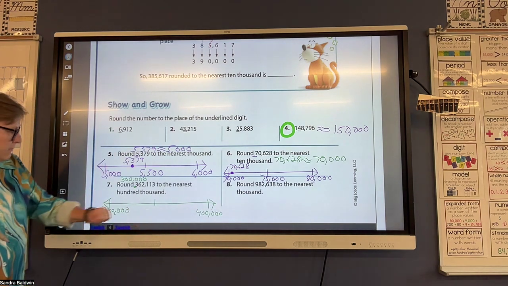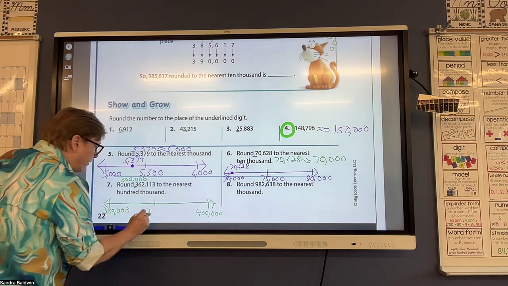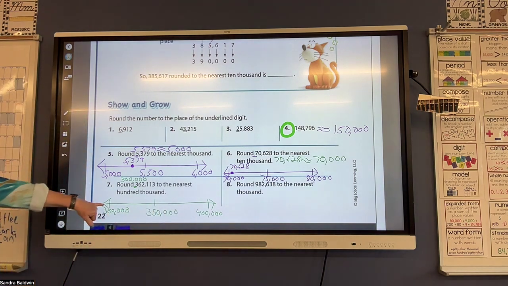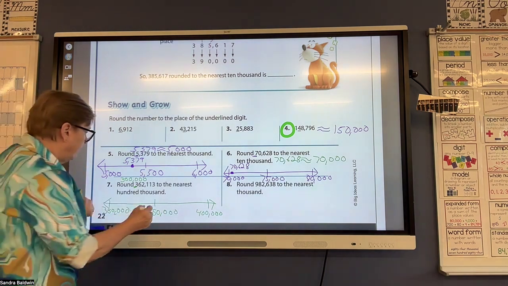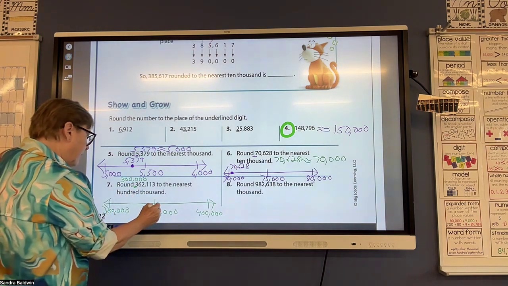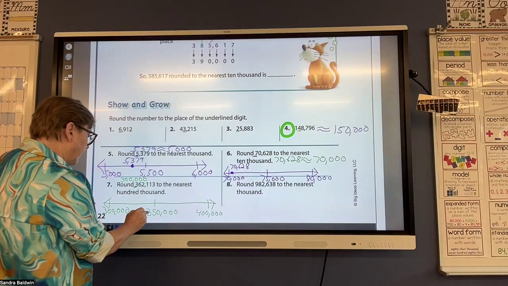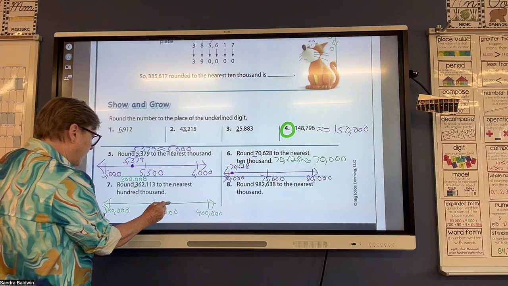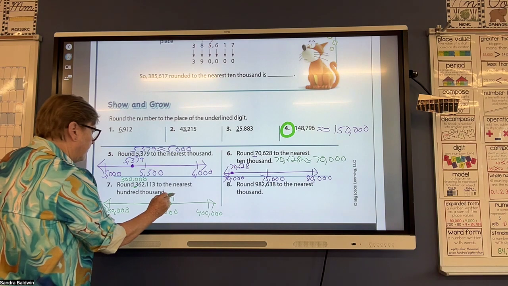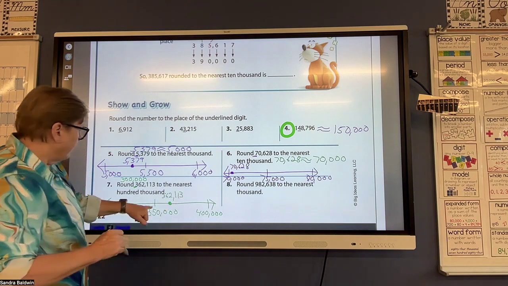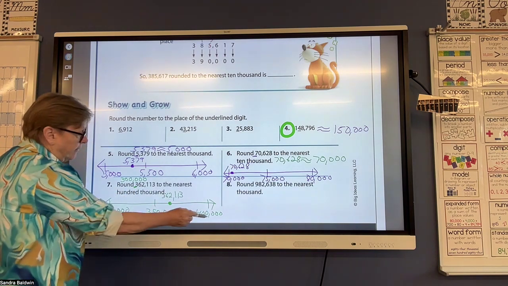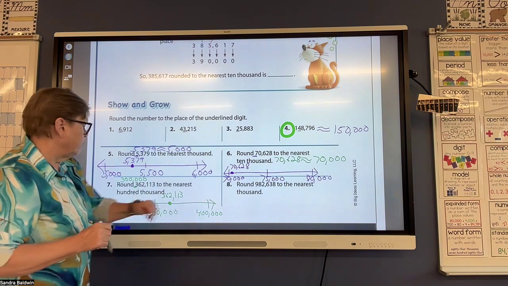What is in the middle? Well, it would be 350,000. So then I'm going to plot 362,113. So it's going to be 362, 35. It's going to be on this side. So it's going to be maybe about right here. So technically, if it's on this line or over here, it's going to be closer to that number. So we can clearly see that it is closer to that number.